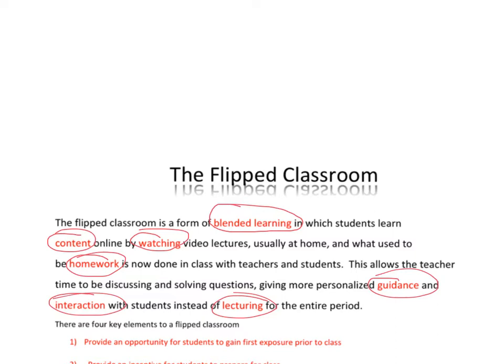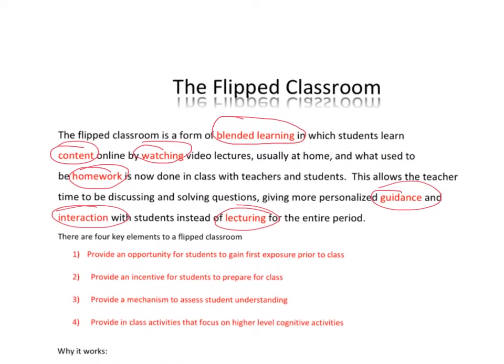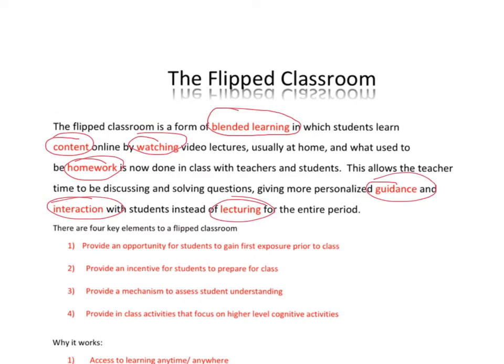So the next thing, there are 4 key elements to a flipped classroom. So I'll wait a moment while you copy them down. The first one, provide an opportunity for students to gain first exposure prior to class. I think the important part here is the fact that it's prior to class.